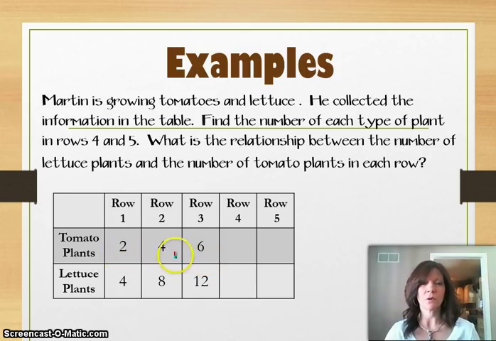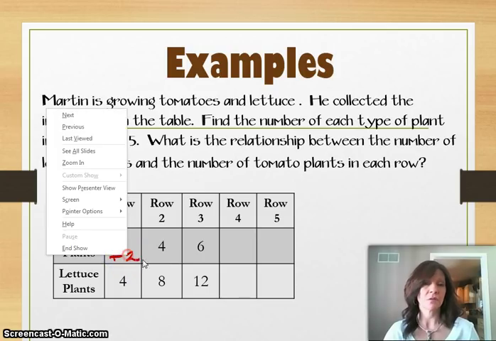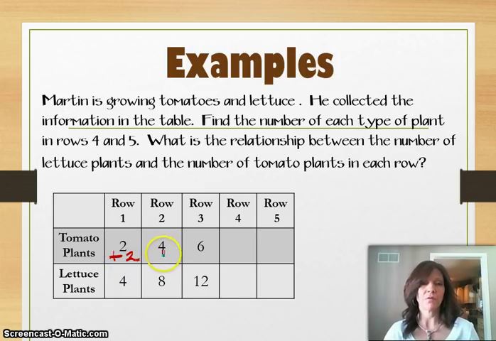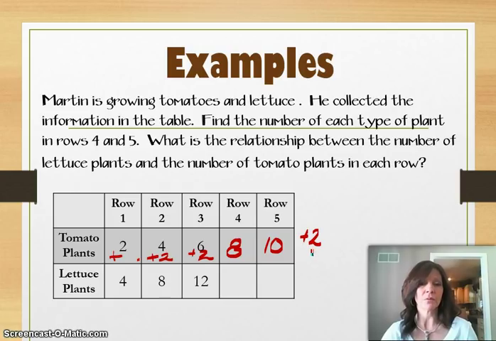So we know between 2 and 4 that if you multiply 2 by 2, you get 4. So maybe it's multiplied by 2. But if you look between 4 and 6, you cannot multiply 4 by 2 and get 6. So you also know if you add 2 to 2, you can get 4. If you add 2 to 4, you can get 6. If you add 2 to 6, you're going to get 8. Now if we add 2 to 8, we're going to get 10. So our tomato plants, it's add 2 every time for every row.